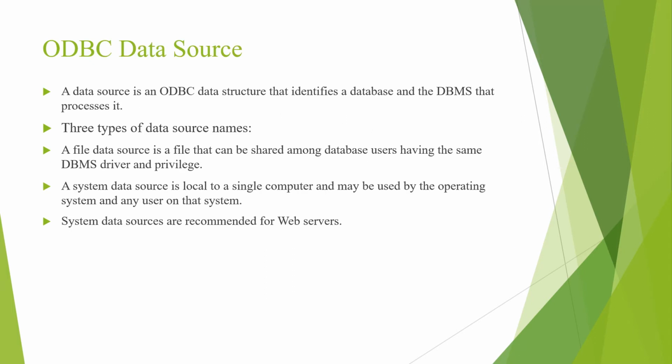There are three types of data source used in ODBC connectivity. The first one, a file data source, is a file that can be shared among database users having the same DBMS driver and privilege. So the application program is a single program, but it can be shared across different DBMS files. Then a system data source is local to a single computer and may be used by the operating system and any user on that system. The third one: system data sources are recommended for web servers. So these are all the data sources used in ODBC.